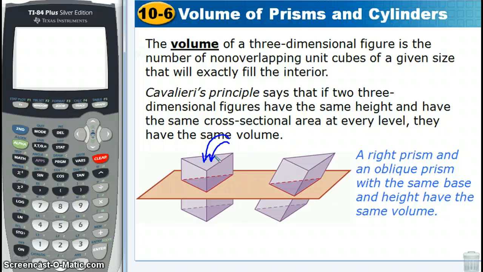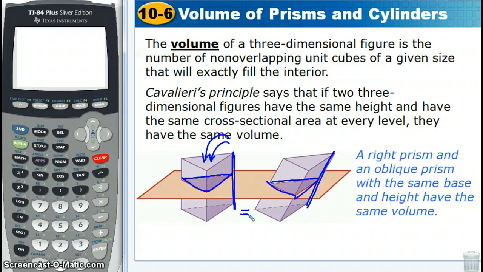Cavalieri's principle says that if two three-dimensional figures have the same height and the same cross-sectional area at every level, then they have the same volume. So even though this figure is up and down, and this one's more oblique, as long as this cross-section here has the same area as that cross-section there, these two figures will have equal volumes.